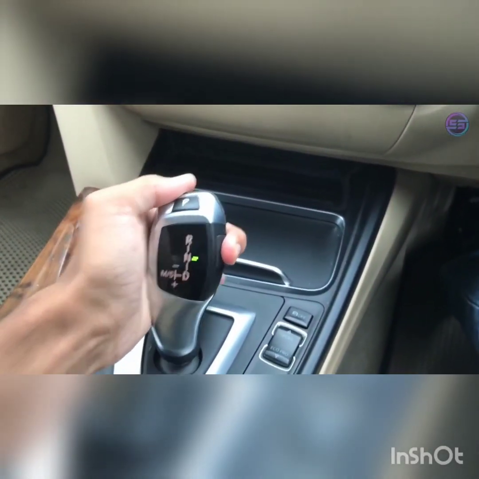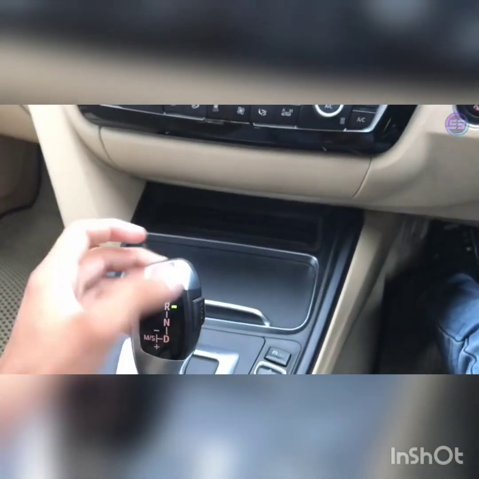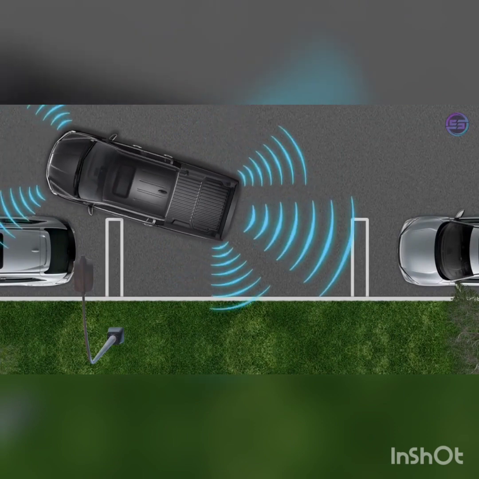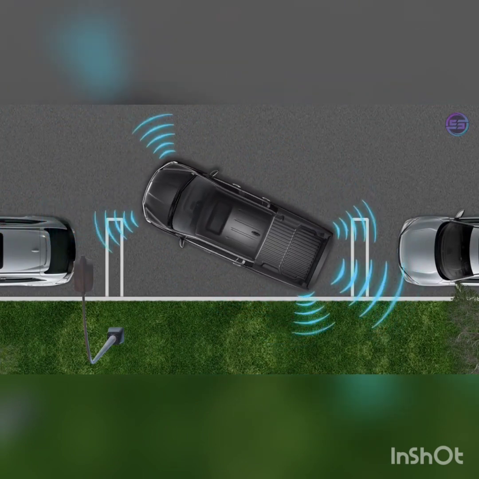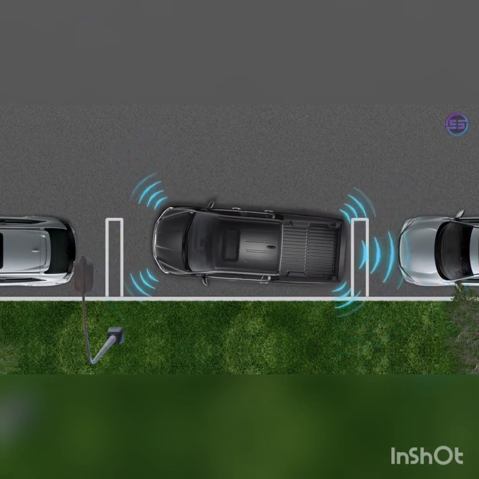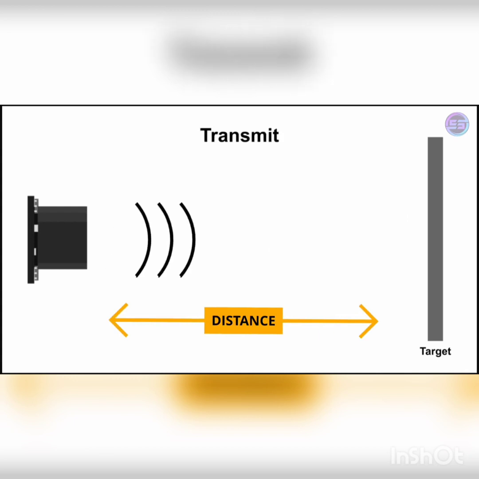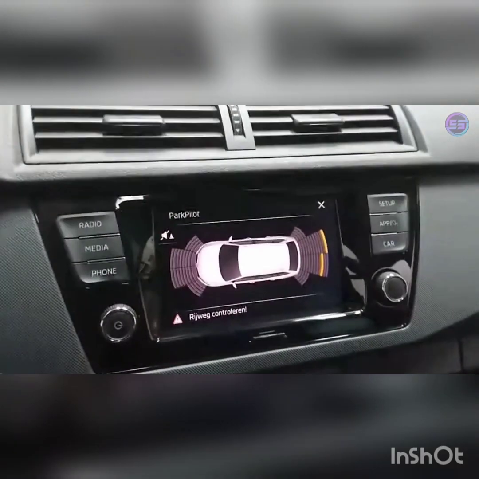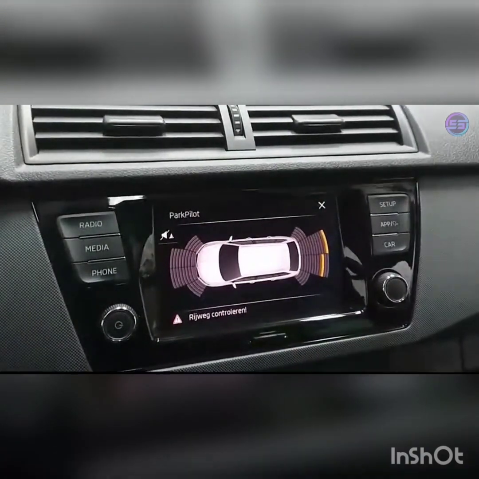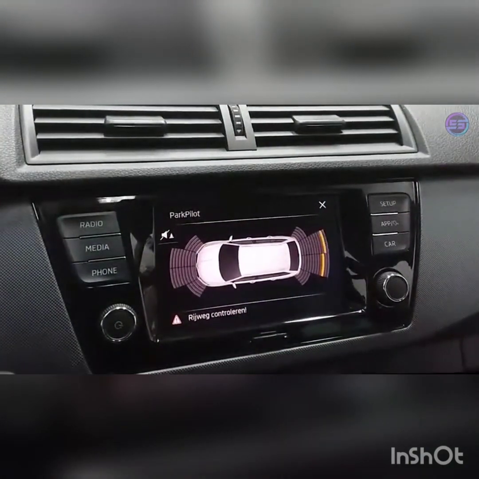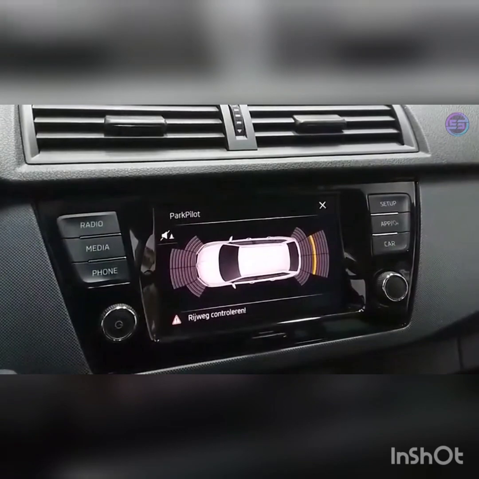When the driver engages reverse gear, rear parking sensors get activated automatically and send ultrasonic waves. When these waves hit a nearby object, they get reflected and are captured again by the sensors. This process measures the distance between the sensor and the object. This indicates to the driver the distance between the vehicle and the object, with visual indication and sound on the dashboard for safe parking.